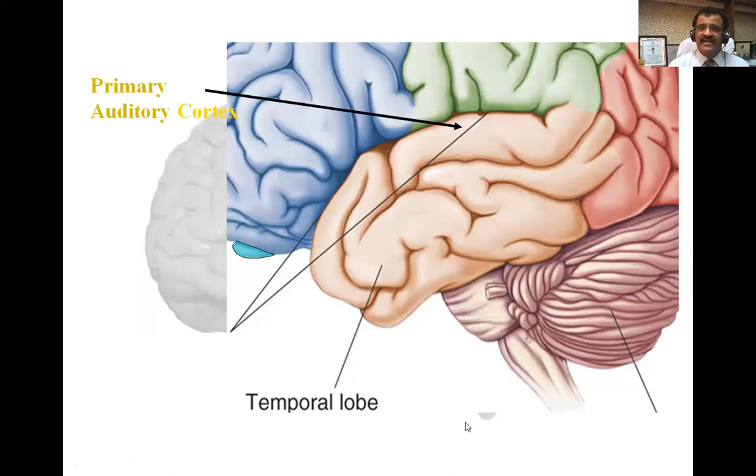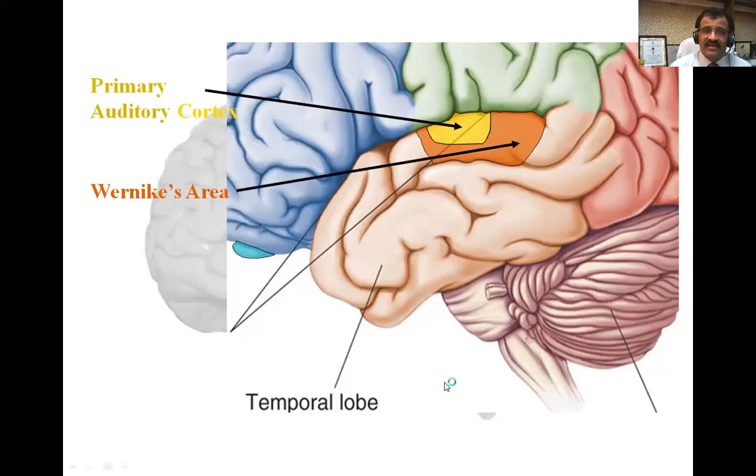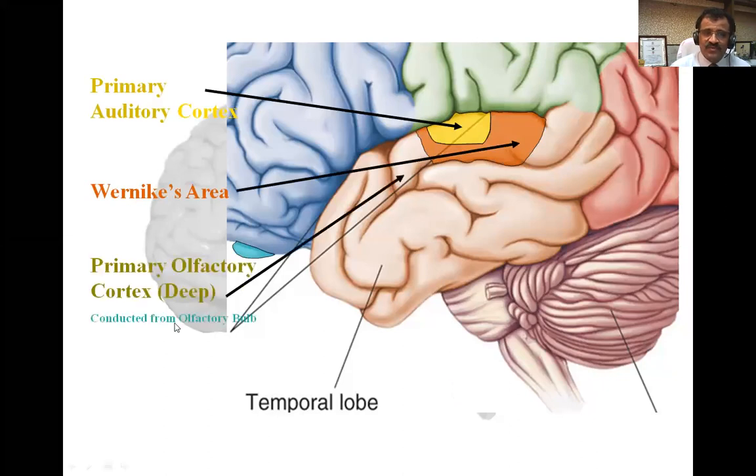Okay, and this one is the primary auditory cortex. It's areas 41, 42, and Wernicke's area just below that, and it is getting number 40. And primary olfactory cortex is deep to this lobe, deep inside, actually just below the frontal lobe and temporal lobe, somewhere here. And the area number for this is 28, conducted from the olfactory bulb, which comes from below the frontal lobe. Here you can see that the olfactory bulb is shown here.